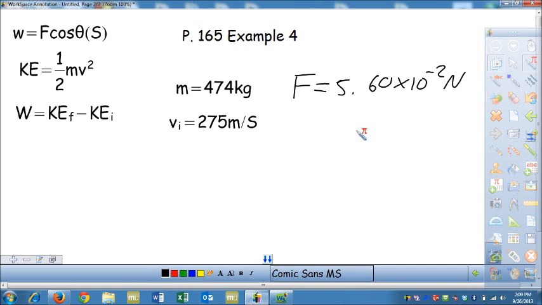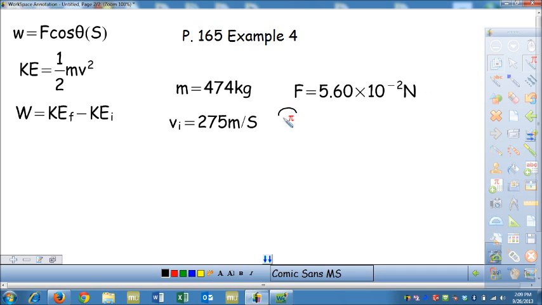This external force is directed parallel to the displacement, S, so we don't have to worry about the cosine, which has a magnitude of 2.42 times 10 to the 9th meters. So S equals 2.42 times 10 to the 9th meters. All right. Determine the final speed of the probe, assuming that its mass remains nearly constant.